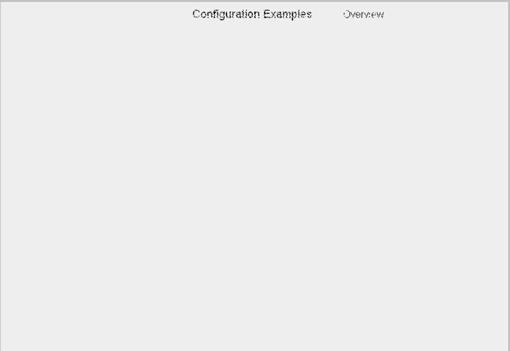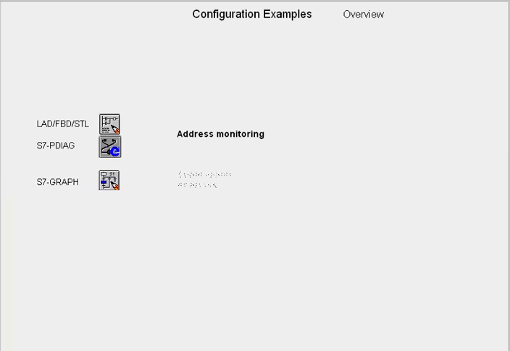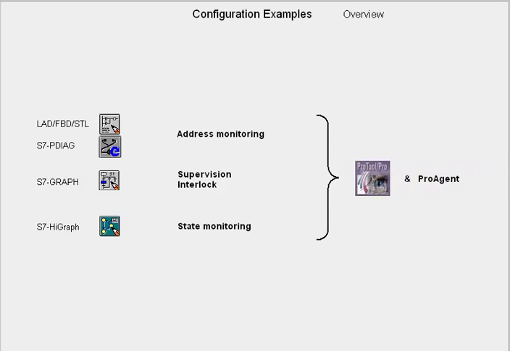In the following, we want to demonstrate a few typical configuration sequences for process diagnostics. We have chosen a brief example for each language. In ladder, function block diagram or statement list, we will see address monitoring using S7-P-Diag add-on. In S7 Graph, we will configure a supervision and an interlock for a step. And in S7 High Graph, we will configure a monitoring time in a state. All the examples will be visualized with Pro Tool Pro and Pro Agent.